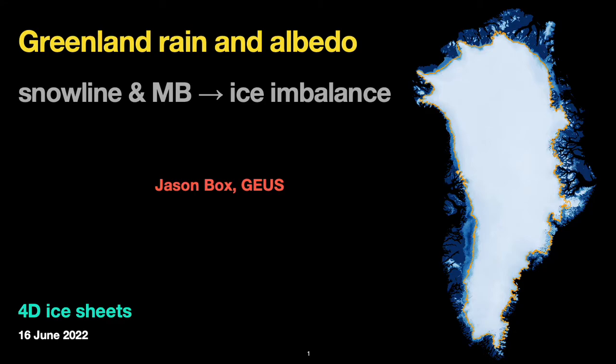Hello, I'm presenting on a rain episode that impacted Greenland last August 2021 in the context of albedo feedback and absorbed sunlight. I'll touch on the snow line, like you can see here, this amber color, which separates snow cover above and bare ice below. Turns out that the variations of the snow line, in concert with mass balance, point to the actual imbalance of land ice.